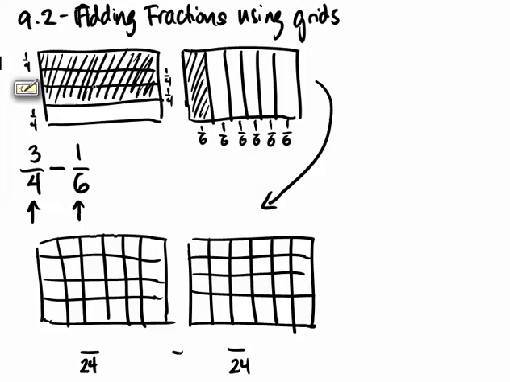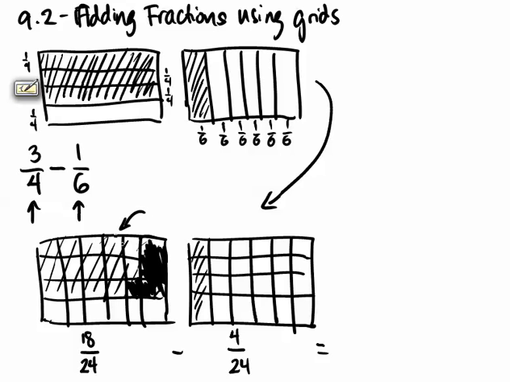If I color the same amount, so this was the same amount as here, this ends up being a total of 18 pieces. And in this one, this ends up being 4 pieces. So now if I subtract 18 minus 4, if I take away 4 of these, let's shade these the other way around. If I take these away, that means I'm left with these pieces. I count 5, 10, 14. I'm now left with 14 over 24 pieces.